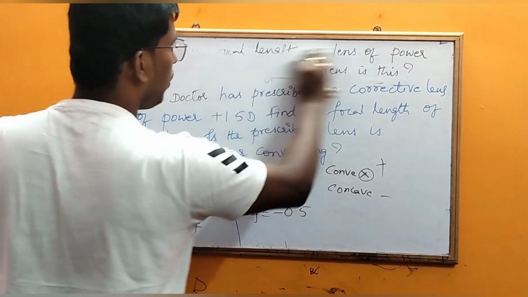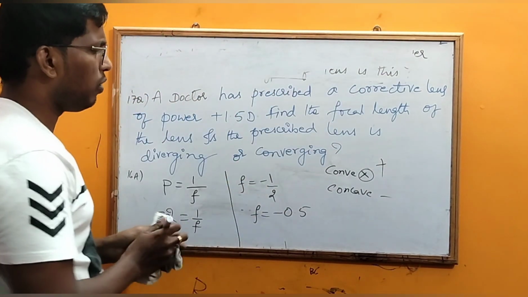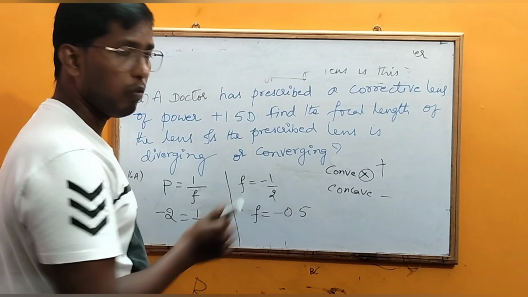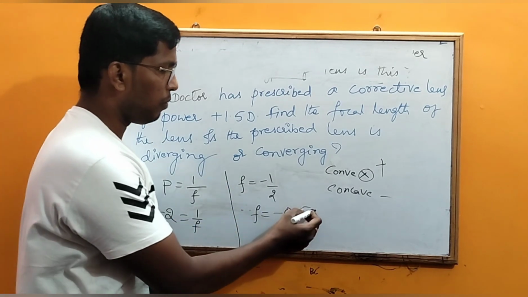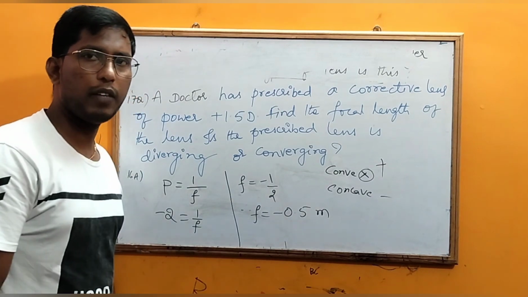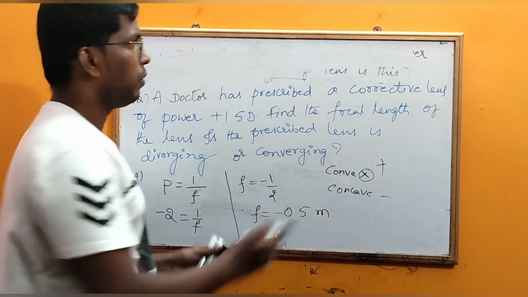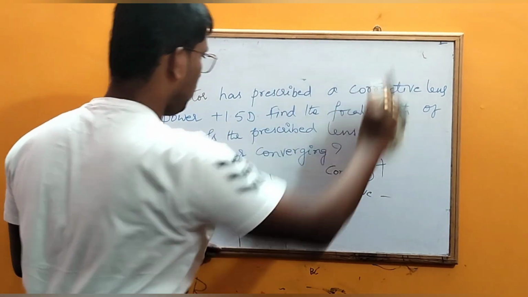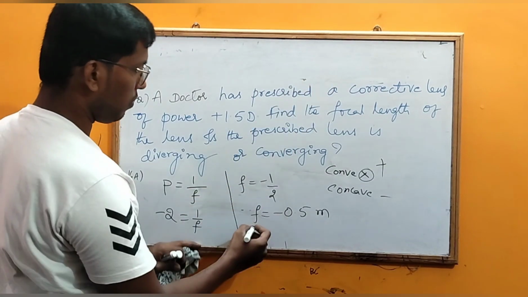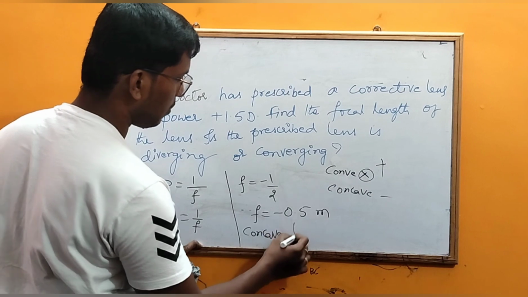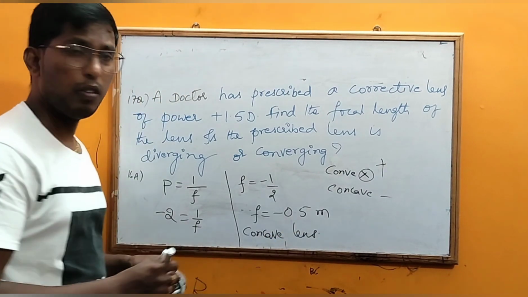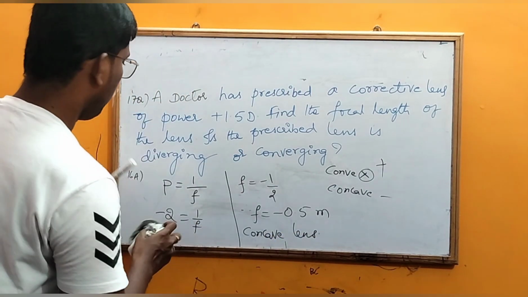Okay, -0.5. And one more thing: here units are not given. So what to do? The focal length is always measured in meters. So the answer will be -0.5 meters. This is the focal length. And which type of lens is it? Minus, concave lens. Understood?